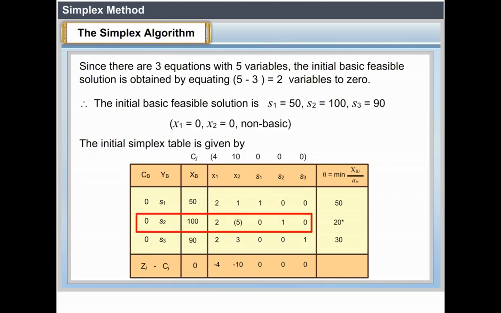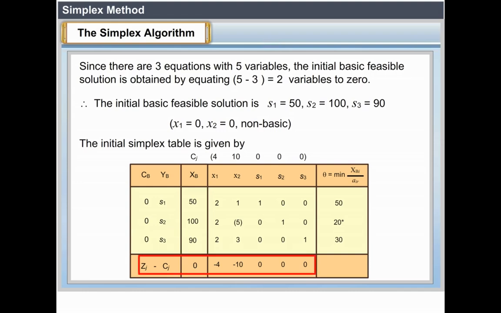Second row: 0 for CB, S2 for YB, 100 for XB, 2 for X1, 5 for X2, 0 for S1, 1 for S2, 0 for S3. Third row: 0 for CB, S3 for YB, 90 for XB, 2 for X1, 3 for X2, 0 for S1, 0 for S2, and 1 for S3. Zj minus Cj is obtained by multiplying each and every column with CB. Now we write the Zj minus Cj row: 0 for XB, minus 4 for X1, minus 10 for X2, and then 0 for S1, 0 for S2, 0 for S3.